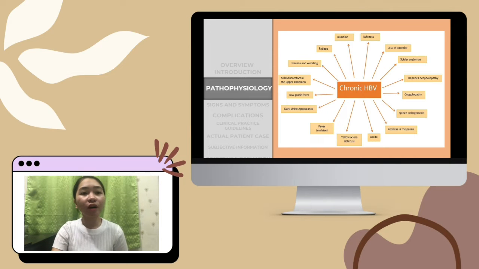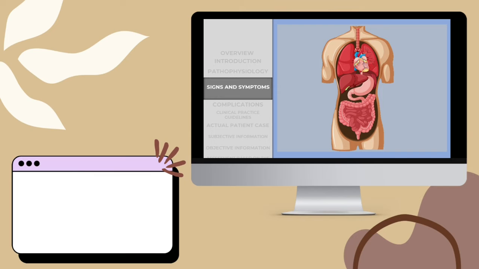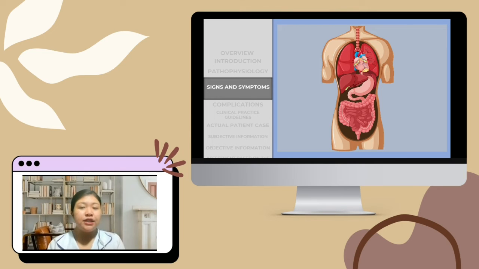And also loss of appetite and itchiness. So before ko simulan yung signs and symptoms part, let's first look at this illustration. So in here, makikita natin yung katawan ng tao and kung ano yung mga organs na meron ng isang tao. So since ang pinaka-focus natin dito is for viral hepatitis B, the target organ of this virus is the liver.